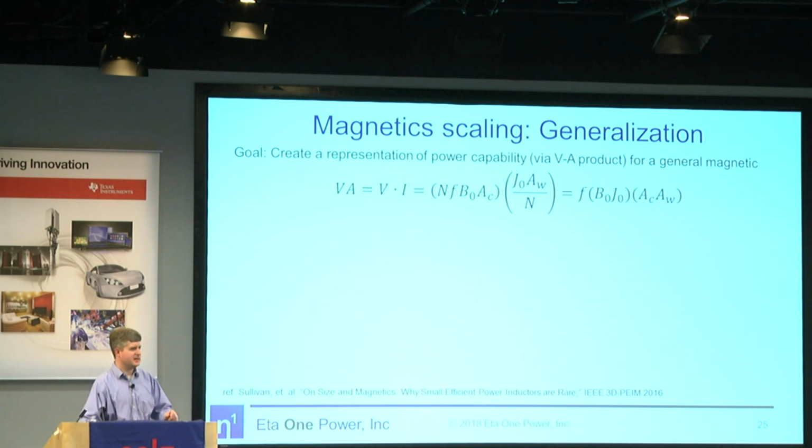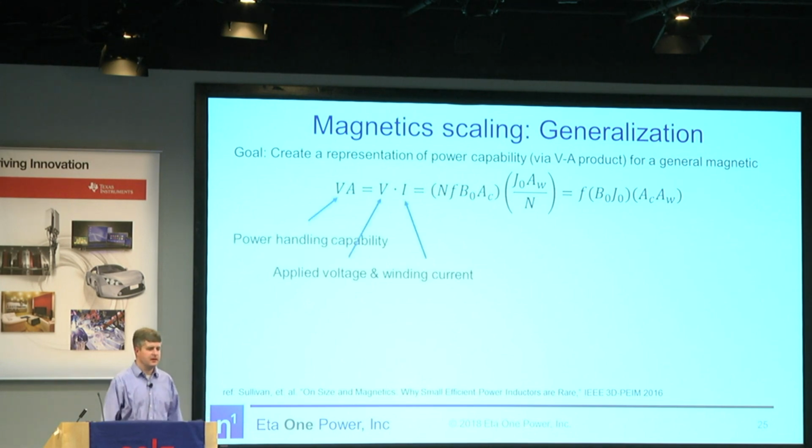So let's take this a step further, and we want to create a representation of the power capability, the VA product, of a magnetics designer, transformer, inductor in general. So we have an equation here. It's a little long, but I'm going to work through it. We have our VA product, or our power handling capability, which again is a product between the applied voltage to the magnetic, the transformer, or the inductor, times the winding current through it. So that's a rough proxy for the power handling capability.